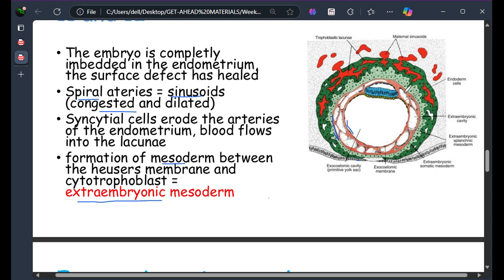That extraembryonic cavity has now split this mesoderm into two again. We'll have the one on the inner part and the one that is closer to the cytotrophoblast here. So those will now carry different names as well. So we'll have the extraembryonic splanchnic mesoderm.